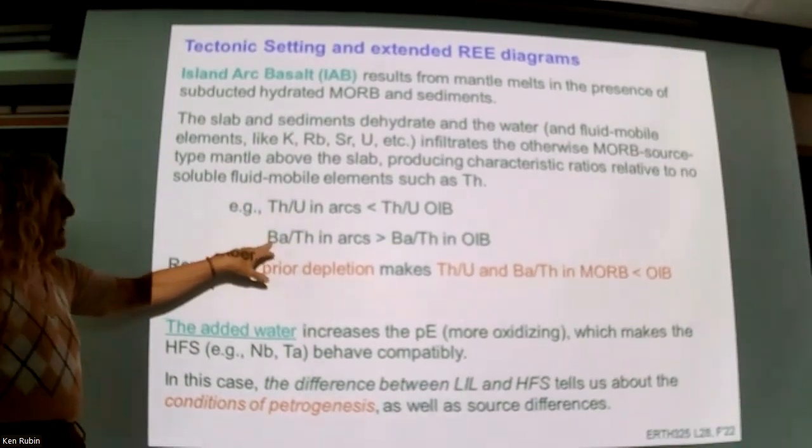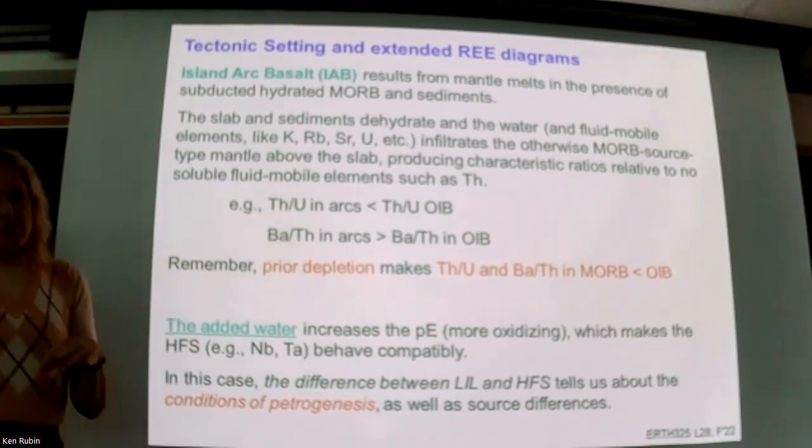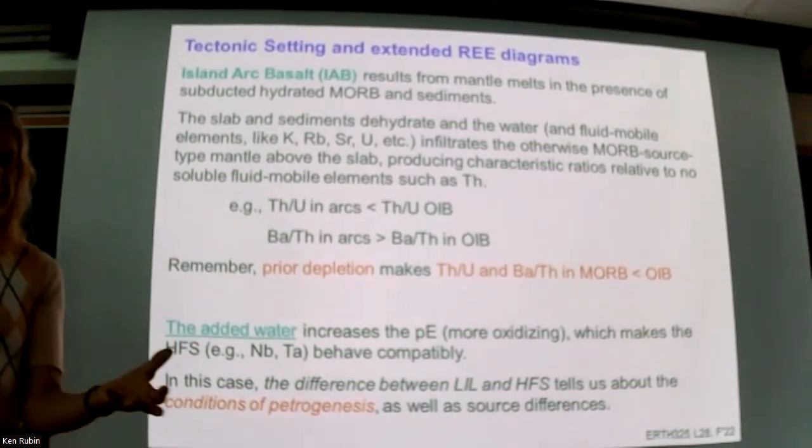Barium being a large ion lithophile, uranium doesn't really fit in the category of large ion lithophile or high field strength.